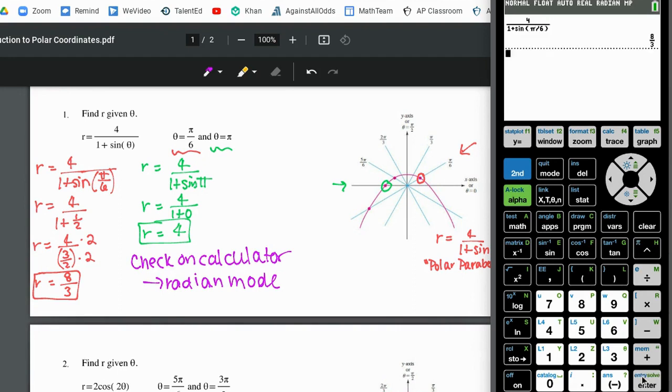And then when you have it typed in, just hit enter, and that is equal to 8/3, so that is good. And then for my second equation, I'm just going to hit second and enter so that it'll pull up my previous entry, and I'm just going to change this to say 4 over 1 plus sine of pi, and that should give me 4. So now I know that I'm correct for both of those answers.